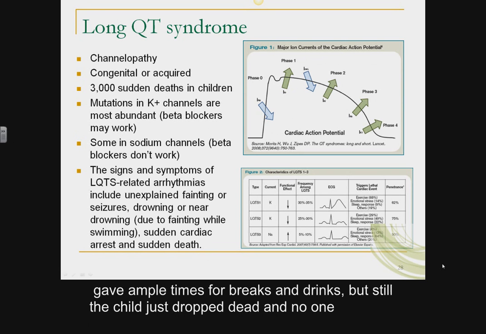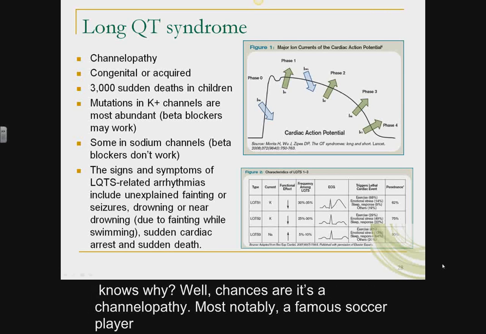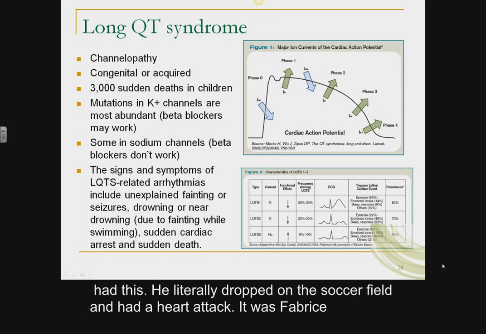Most notably, a famous soccer player recently had this. He literally dropped on the soccer field and had a heart attack. It was Fabrice Muamba. Turns out he had a slightly different type of channelopathy, a different issue with his heart, but it still applies to what I'm telling you.